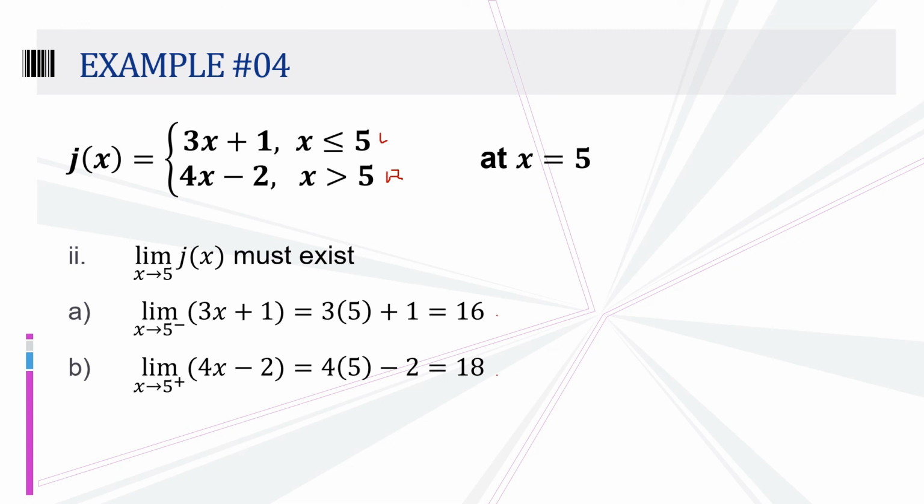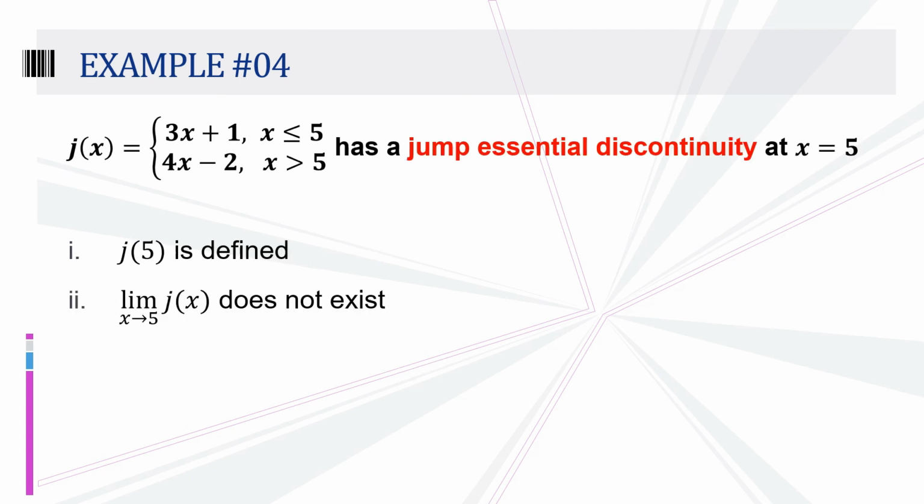Both of the one-sided limits exist, however, they are not equal, which means that the limit of j of x as x approaches 5 does not exist. And in particular, this is because the one-sided limits exist but are not equal, which tells us that j of x has a jump essential discontinuity at x equals 5.